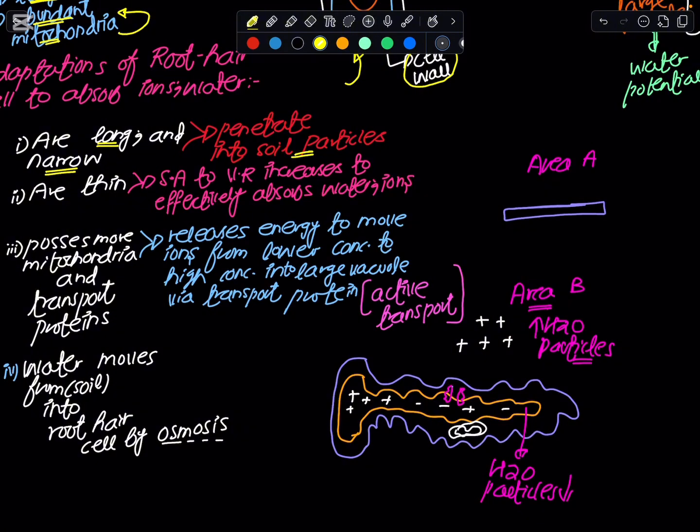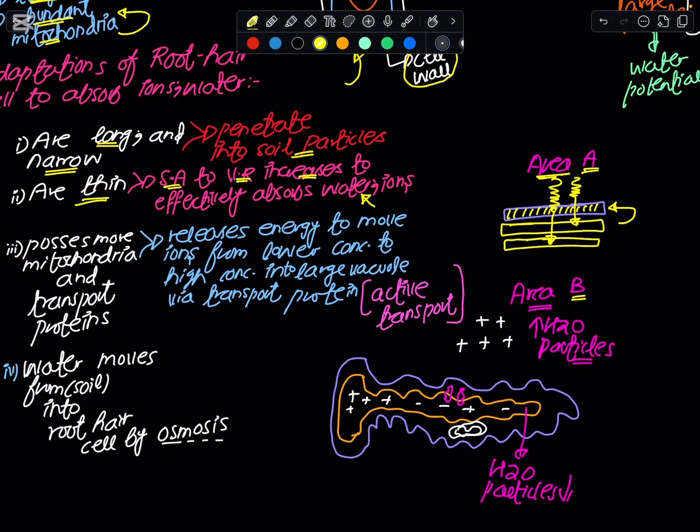Now, the other thing is that if I have this area A and this area B, and in between area A and area B I have a thickness of about this much, like one layer thick, it would be easier for the particles to move. But if I keep on increasing the distance between area A and area B, then ultimately the movement of the substances would not be that efficient. So the root hair cells are thin. When they are thin, their surface area to volume ratio is increased and they would absorb more water and ions.